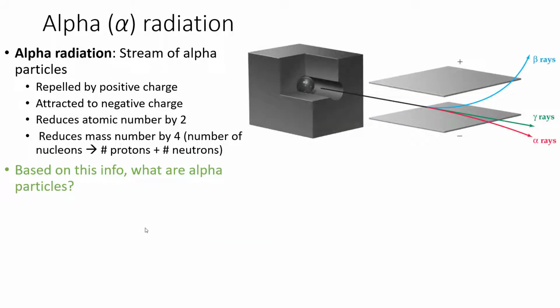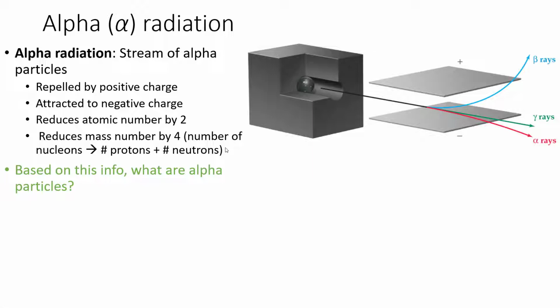So when we're talking about different types of radiation, first we'll discuss alpha radiation. Alpha radiation is a stream of particles, and these particles are repelled by a positive charge. They reduce the atomic number of their source by 2, and they reduce the mass number by 4. And remember that the mass number is the summation of our number of protons plus our number of neutrons.